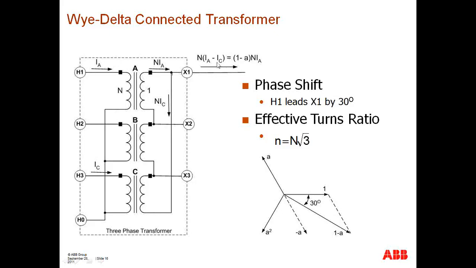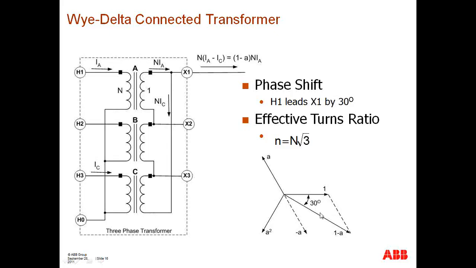And essentially, if you do a Kirchhoff's law equation of this, you're going to find that the current that flows out of X1 is going to be equal to the turns ratio times phase A minus phase C. And if we do the vector plot of the subtraction of those two vectors, we're going to find that this is a vector that lags the current that flows through phase A high voltage winding by 30 degrees.